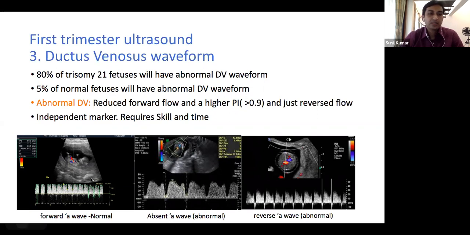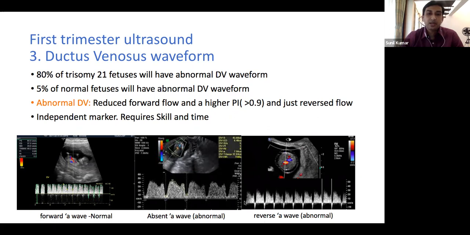This is a normal ductus venosus flow. We call it forward flow. In abnormal DV, it will have a reduced forward flow and a higher PI. This is called the A wave. Here the A wave is absent, it is touching the baseline. Here the A wave is much higher. Absent A wave or reverse A wave, both are abnormal.